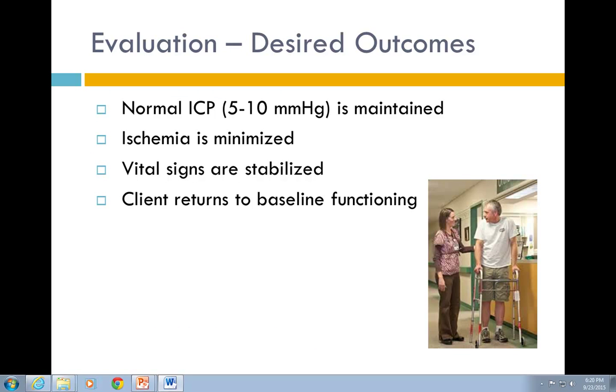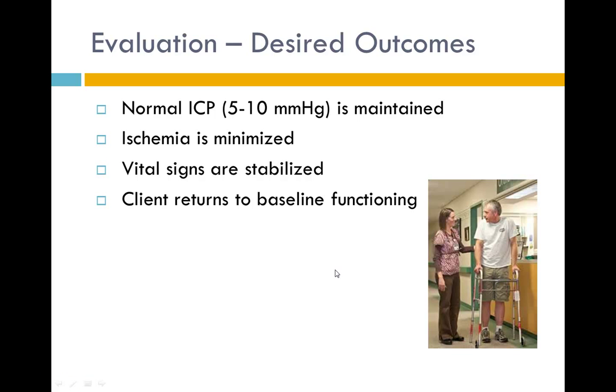Next, we're going to talk about evaluating our desired outcomes. The overall goal for clients experiencing increased intracranial pressure is quick management of symptoms, provide support and comfort, provide therapies that are geared to bring intracranial pressure into a normal pressure, minimize cerebral tissue ischemia, and ultimately the client hopefully will return to the baseline of functioning, or at least we will assist them with meeting their potential for whatever causes there are.